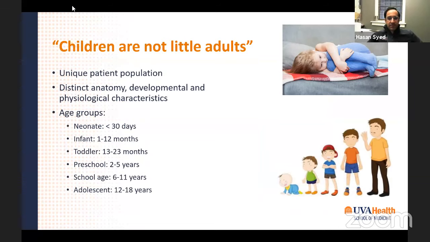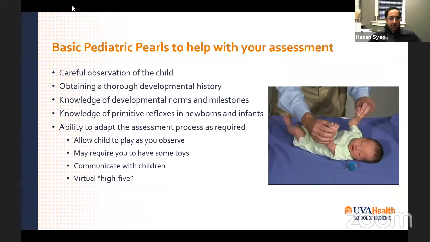So in keeping with the theme of children are not little adults, it's important to note that they are a unique patient population. They all represent a distinct anatomy, developmental and physiological characteristics, and they can be really subdivided into age groups. And we'll talk about that a little more in terms of the examination. So just some basic pearls to help with your assessment.